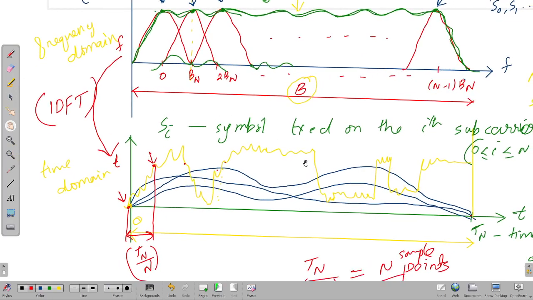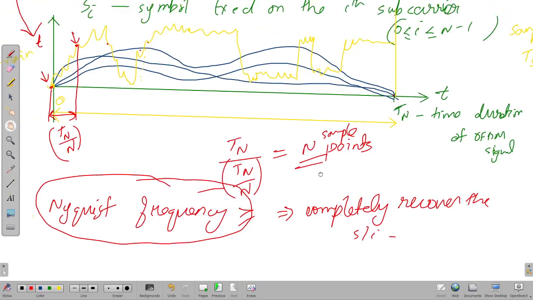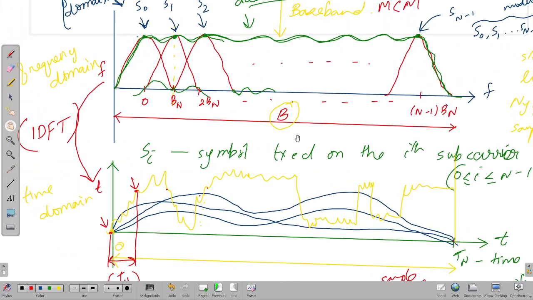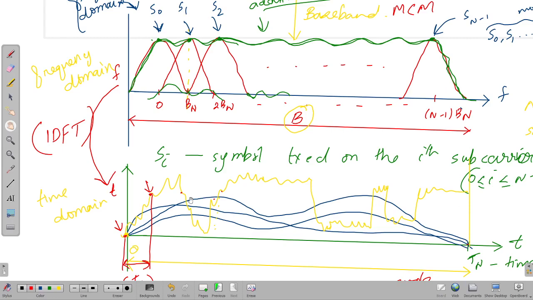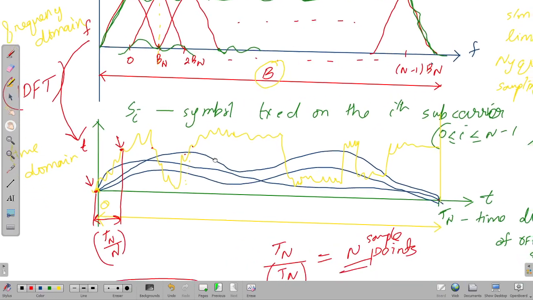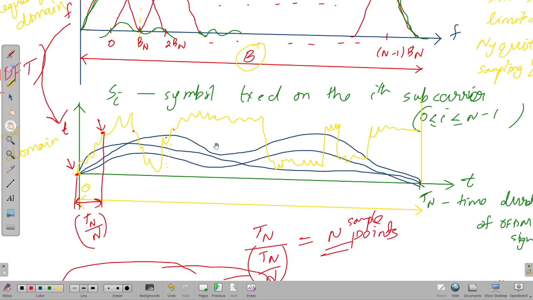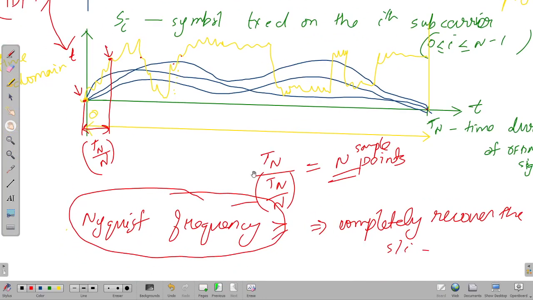So I don't need n number of modulators. I just need these symbols. I take the modulated symbols directly, I do an IDFT, and I get these time domain sample values. And Nyquist says that from these sample values I can completely recover the original signal like this. All right.